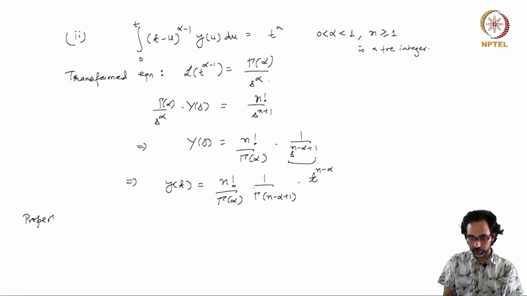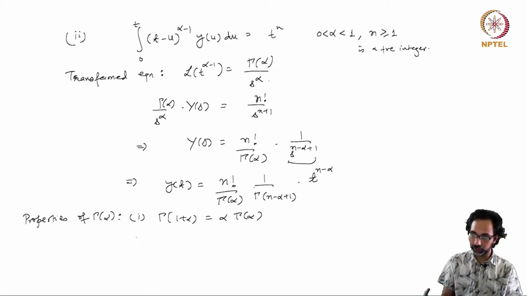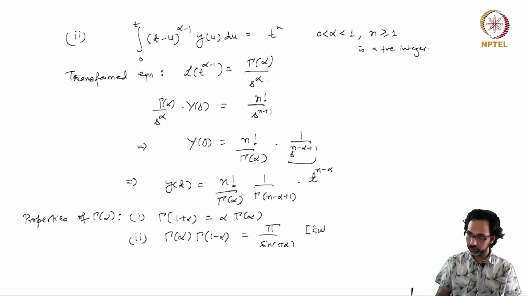The properties of the gamma function that we will use are: the first one is gamma of 1 plus alpha is alpha times gamma alpha, and the second is gamma alpha times gamma 1 minus alpha is equal to pi over sine pi alpha. This is called Euler's reflection identity for the gamma function.